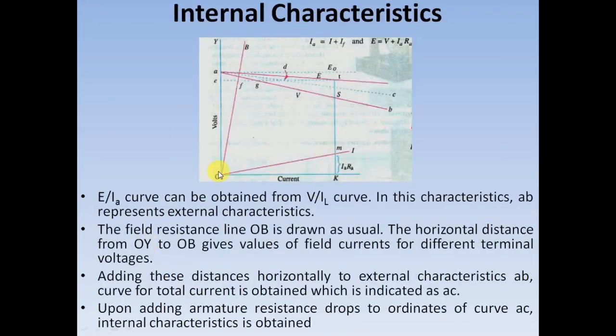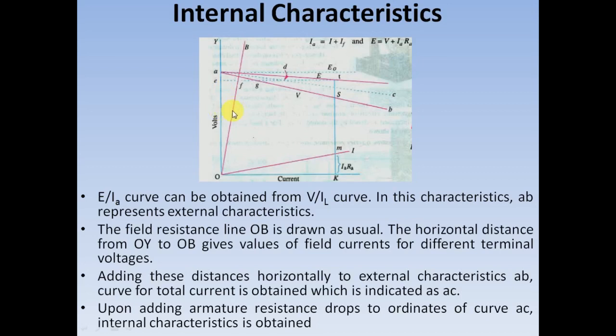This line OB is drawn here. This indicates the field resistance line. Hence the horizontal distance of this line OB from this vertical line OA indicates the values of field current for different terminal voltages.